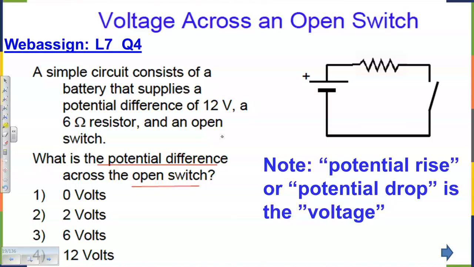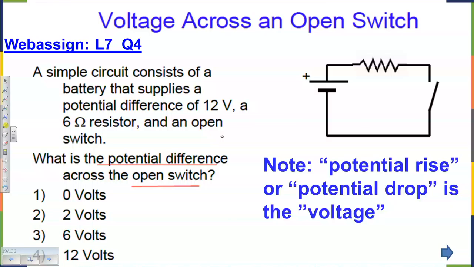What we have here is a battery, a passive element resistor, and a switch. Can I measure voltage or current when the switch is open? What do you think?